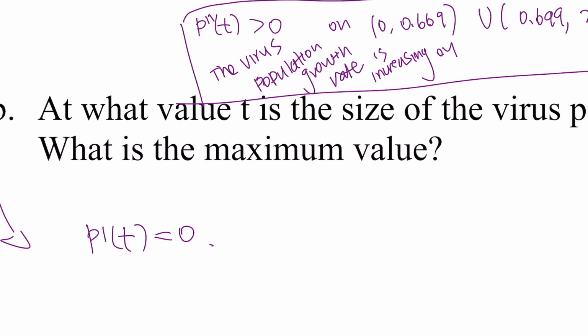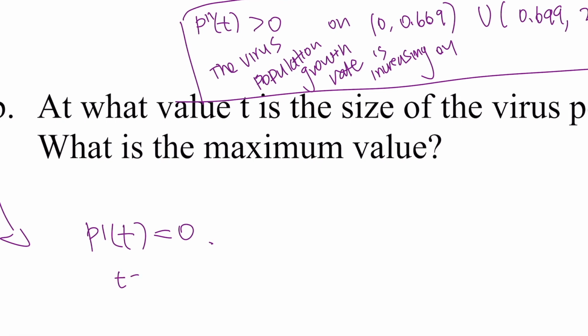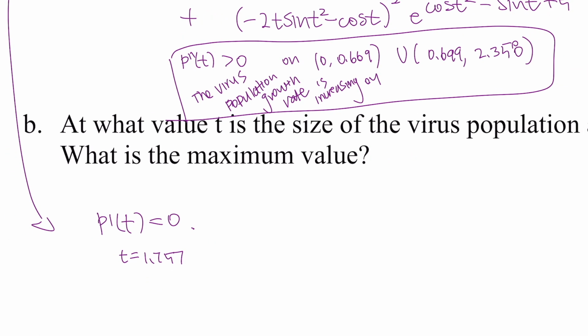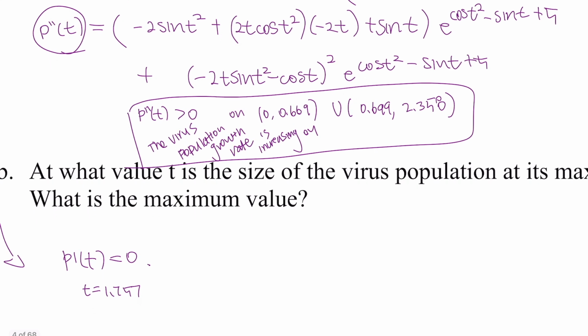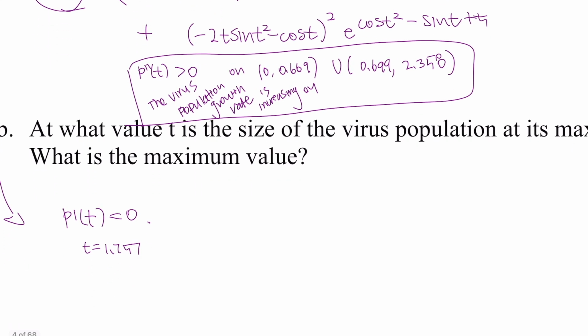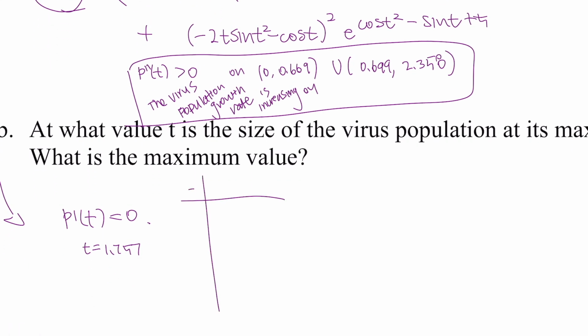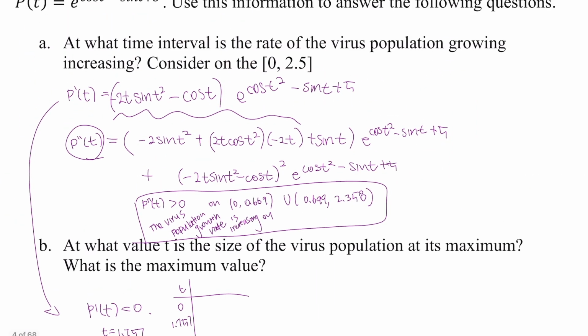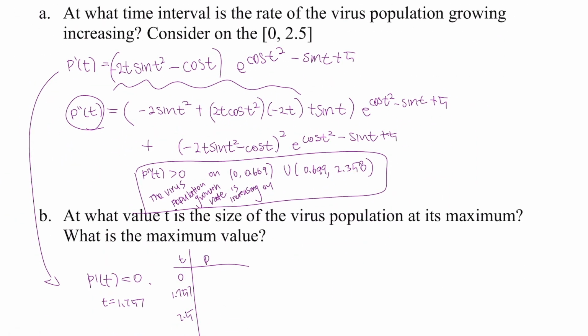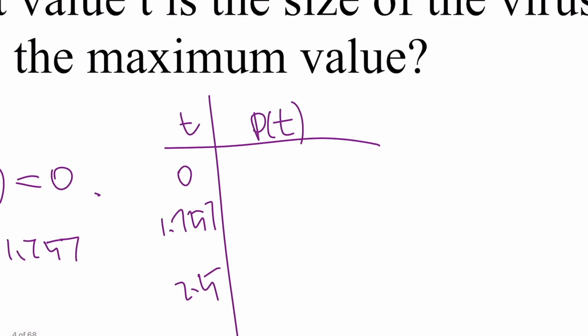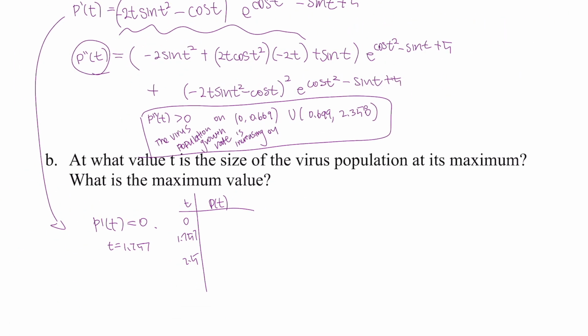So let's find out. Okay, so for me, I only found one 0 on the interval. The 0 was 1.757. So here is one candidate, and then we also have our interval endpoints 0 and 2.5, right? So we have t, 0, 1.757, and then 2.5. So the only thing we need to do right now is to plug in these values to p of t. So let's plug it in.